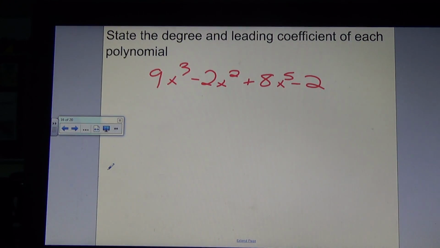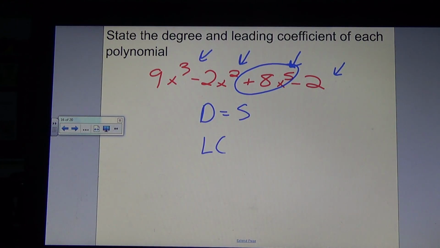Okay, state the degree and the leading coefficient of the polynomial. So I look up here now, I look at all my degrees. I got a 3, I got a 2, I got a 5, and I got a nothing. 5 is the biggest number. It's degree 5. Leading coefficient is the number that's with that degree. So 8 would be my leading coefficient.